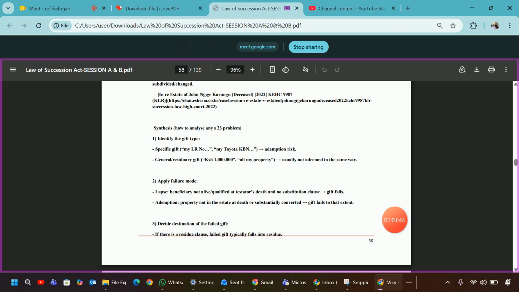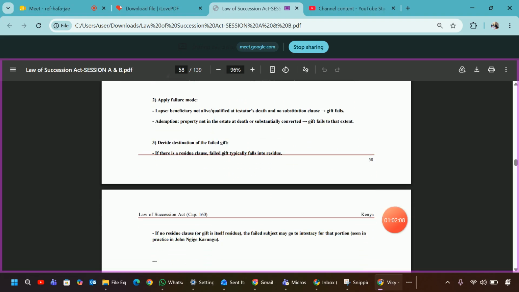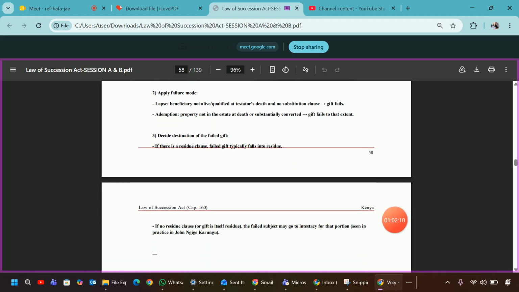Then apply failure mode. So, lapse, when it comes to beneficiaries not alive or qualified at testator's death or no substitution clause, then the gift will fail. Then if ademption, you have property not in the estate at the death or substantially converted, the gift fails to that extent via ademption. So we then decide the destination of the failed gift.